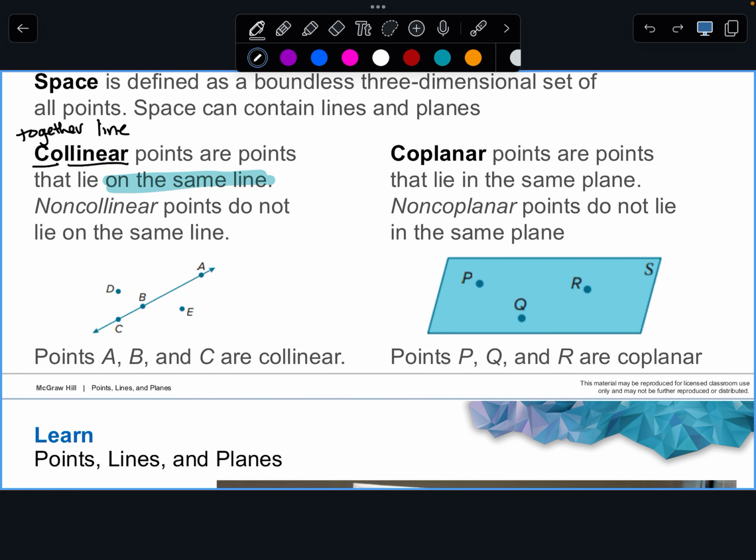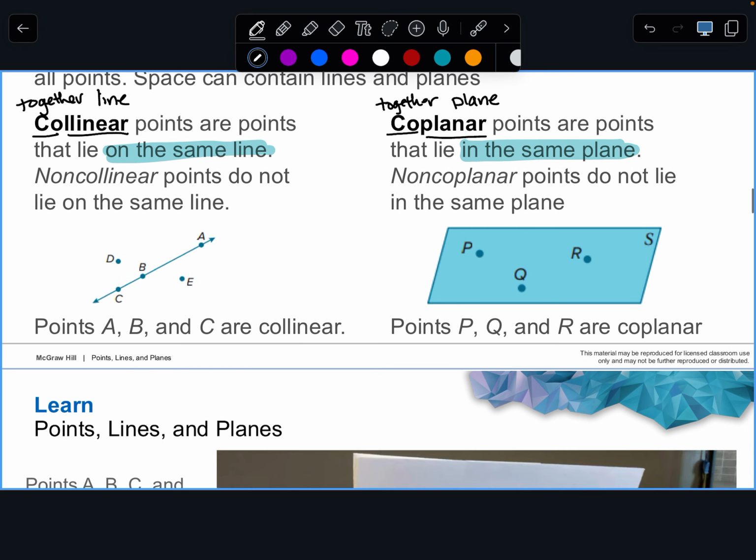So looking at the same thing over here, coplanar points are points that lie in the same plane. Which makes sense because we're going to break this together. Coplanar, together, plane, together in the same plane. And if we look over here, we have P, Q, and R as points in the same plane. Remember, this one is italic. That's that script. So that is actually the name of the plane. This is plane S. So it's not a point.